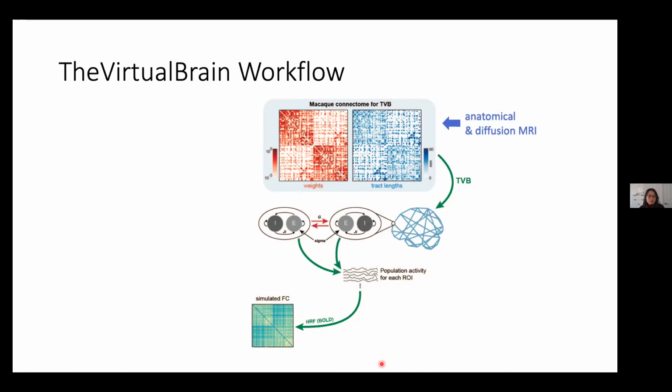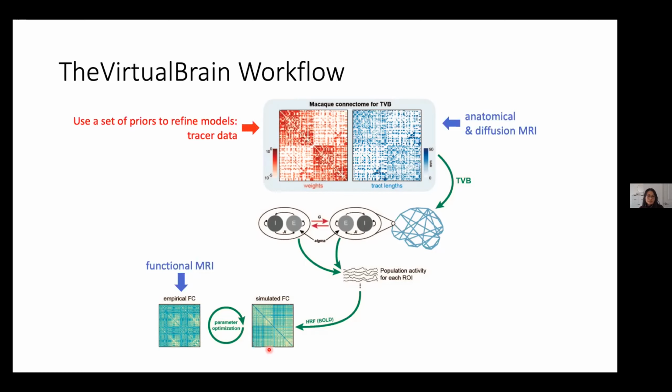And then we can also refine these models using any individual's functional MRI data, for example, if that's the empirical data level that we're measuring. So we can do some parameter fitting with a person's functional MRI. Now, what we've done to take advantage of existing macaque data to refine the macaque model in TVB is use tracer data as a set of priors.